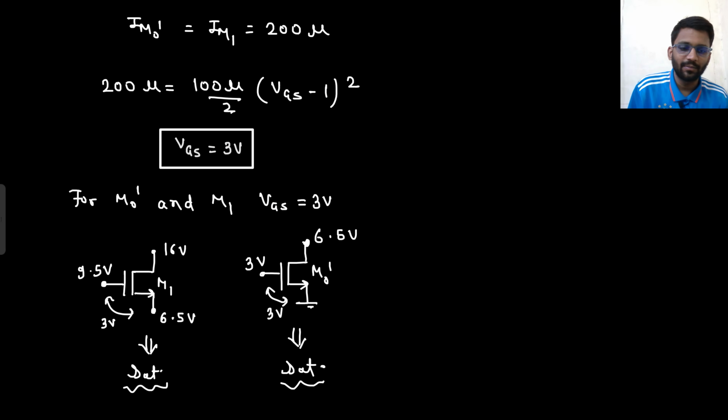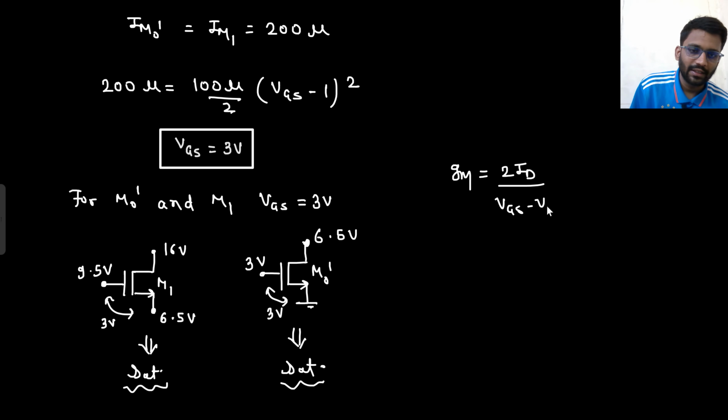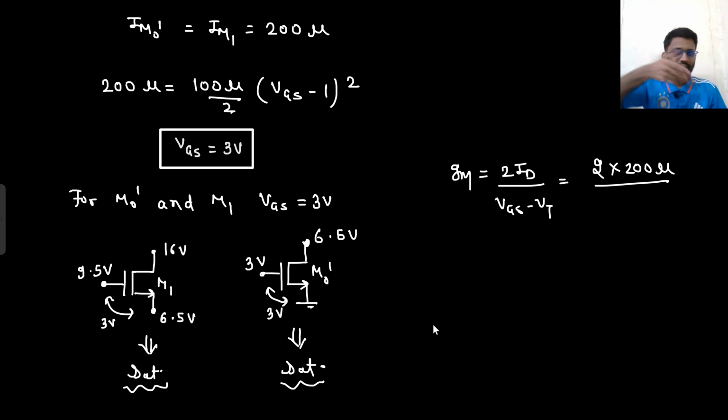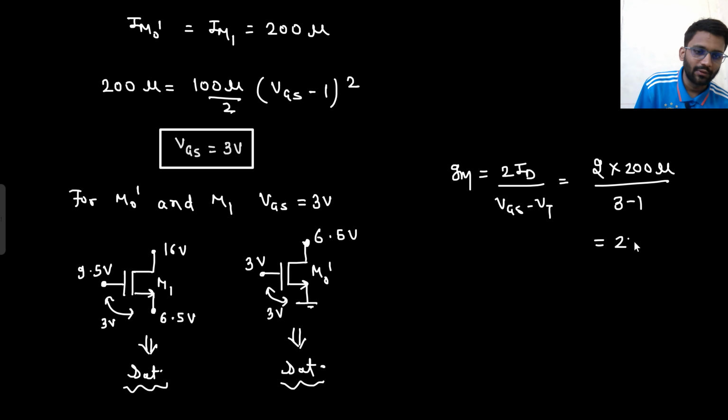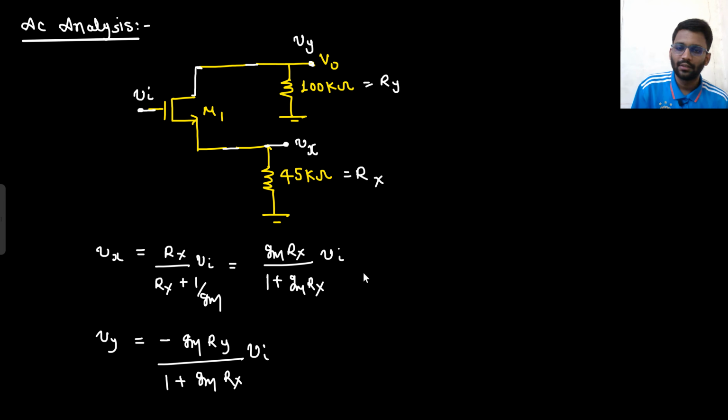So what is the value of Gm? That I forgot to calculate here. So Gm value would be 2 Id upon Vgs minus Vt, right? This I can apply because I have the value of Vgs. So 2 into Id, whose value was 200 micro, upon Vgs minus Vt. Gm will be the same for all because all are having the same current and the same Vgs value as well. So Gm value is 200 microsiemens.